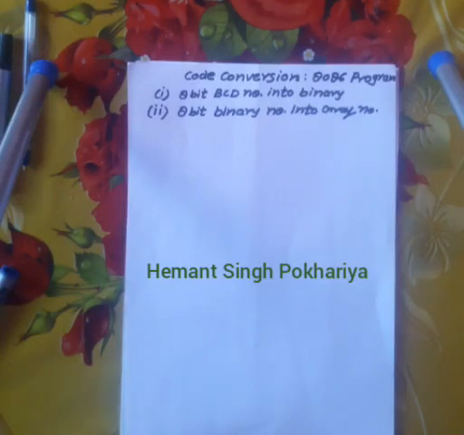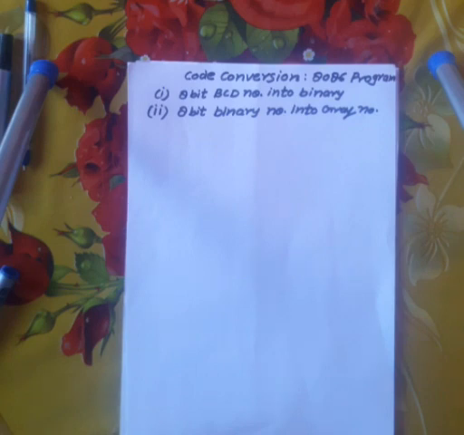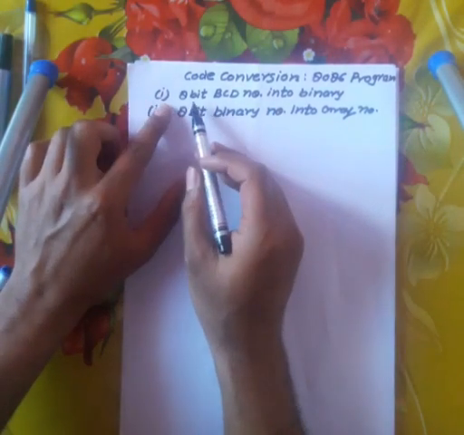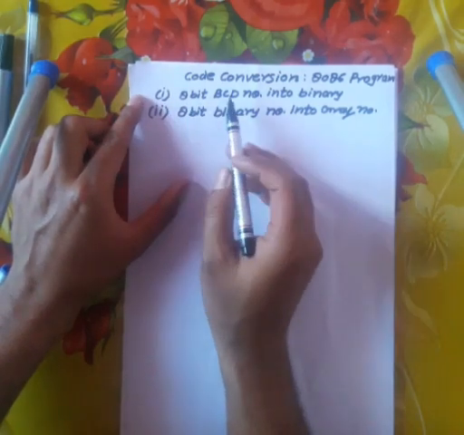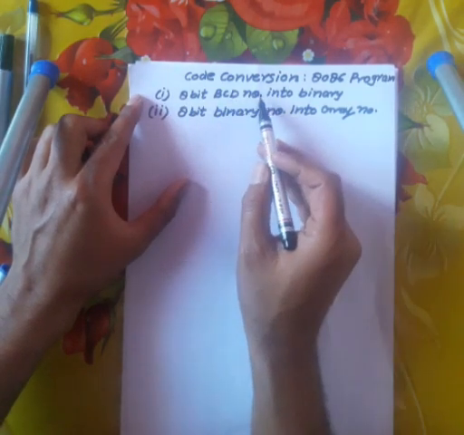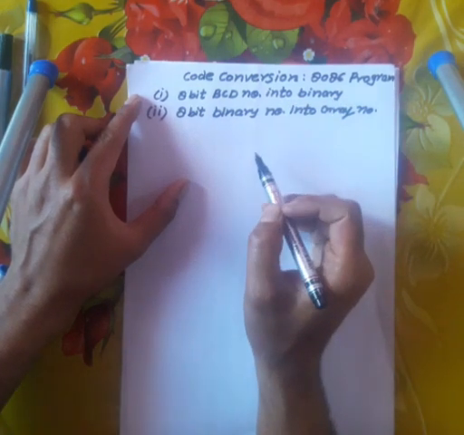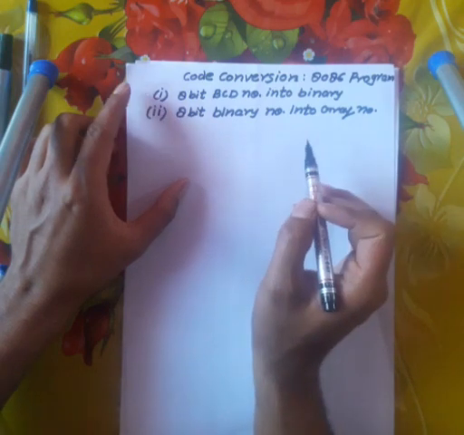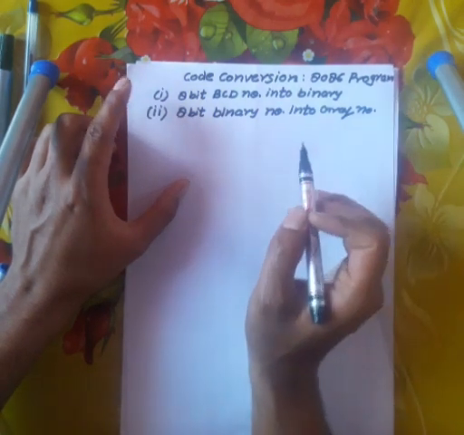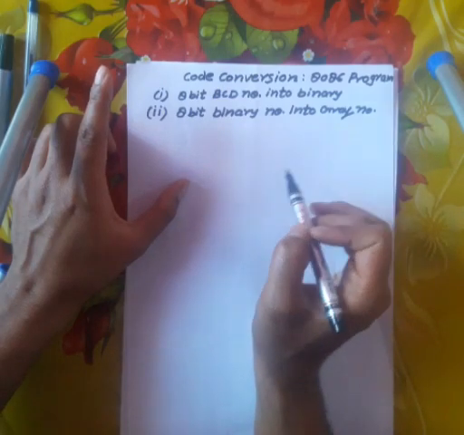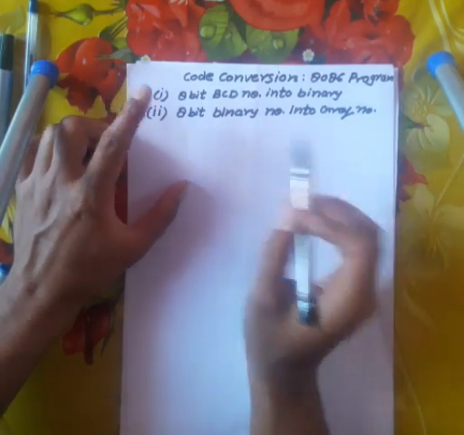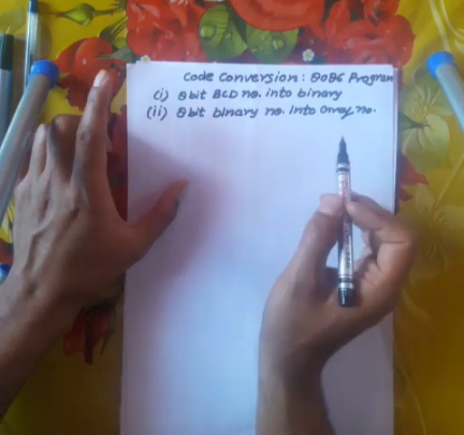Good morning, class. Today I will discuss how to implement 8086 assembly language program for code conversion. Suppose first program is conversion of 8-bit BCD number into binary number. And what is the procedure you will follow? You already have seen in 8085 microprocessor. Again, I am implementing this program in 8086.